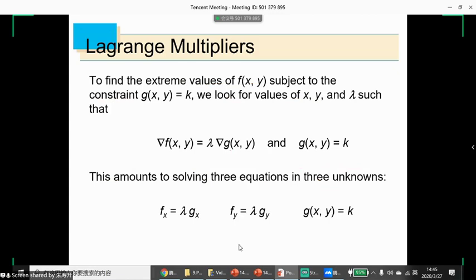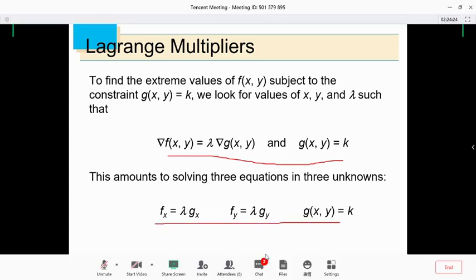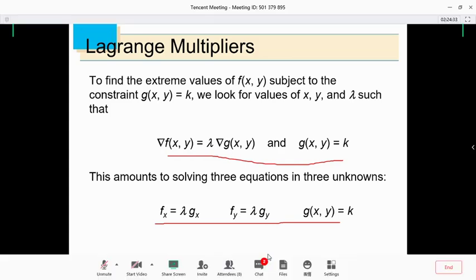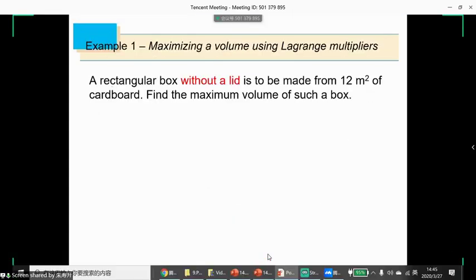Find the extreme value of f subject to the constraint. We look for values. Here is the two variable case. For two variables, there are only three functions. It will be easier than three variables. This is for the two variable case. Okay. Here is an example.